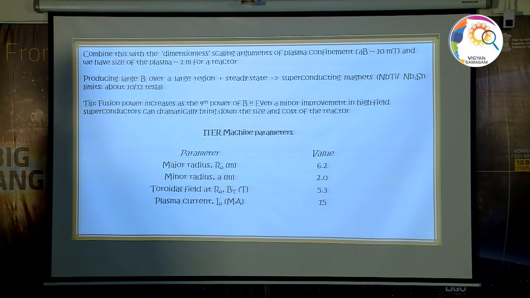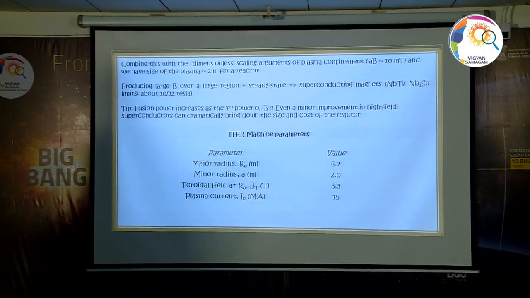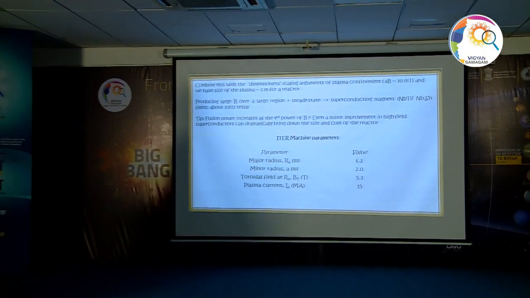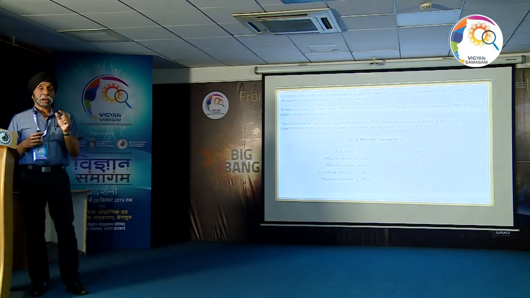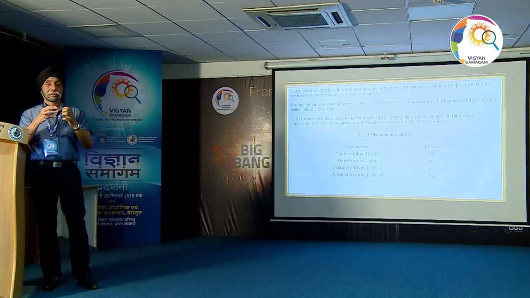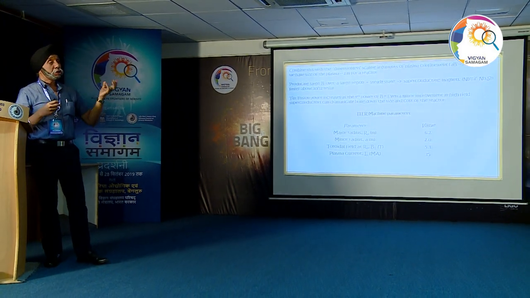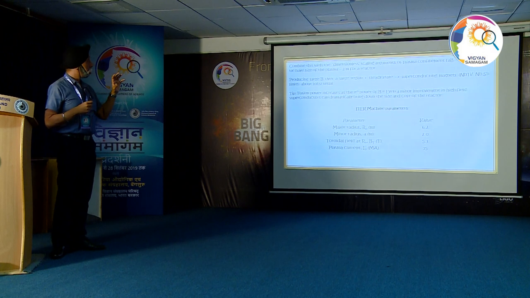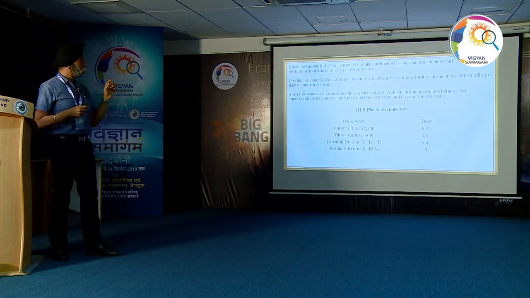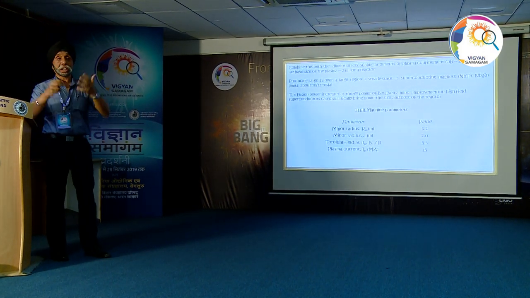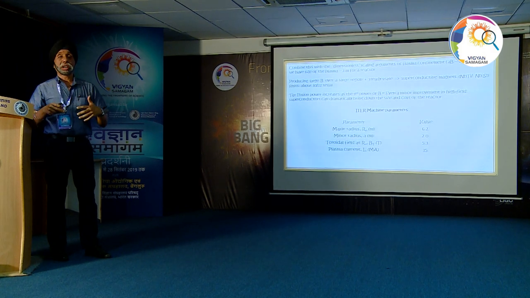But there is a lot of work going on in the field of superconductivity to generate superconducting coils which can produce much higher fields than what we have today. And that would be very advantageous in two ways. One is that you can reduce the size of the machine. And the other is that you can reduce the cost of the reactor. Once you reduce the size of the machine, you have reduced the cost of the reactor itself.